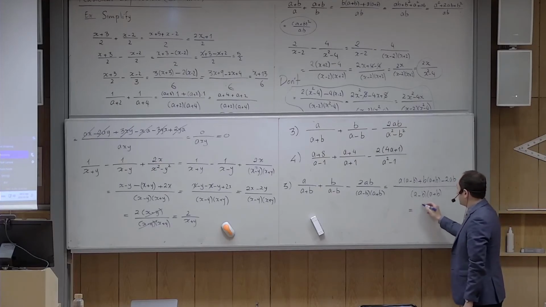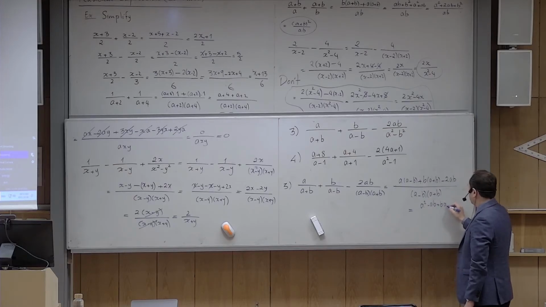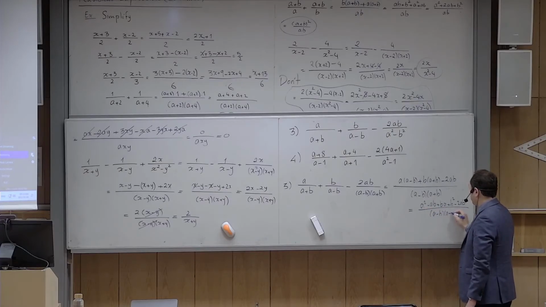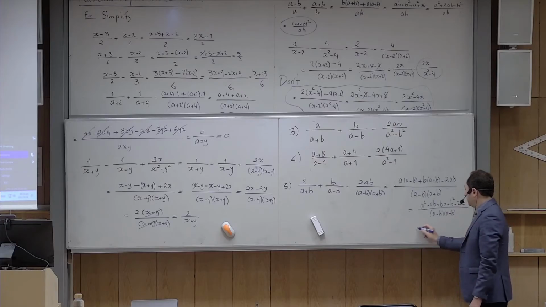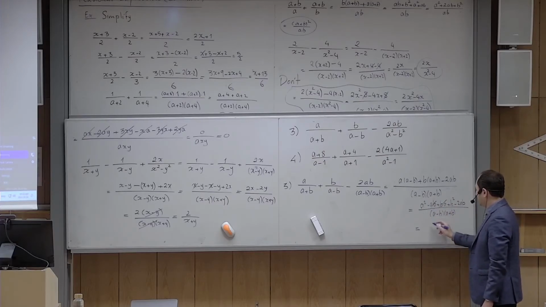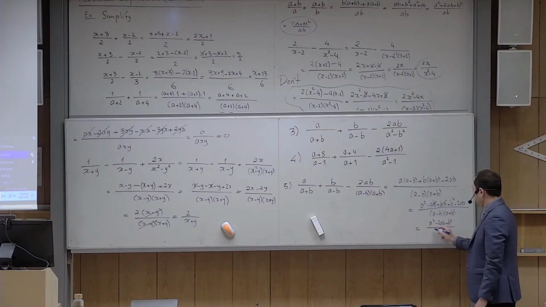And then you expand, so this becomes a squared minus ab plus ba plus b squared minus 2ab, and then divided by a minus b, a plus b. Okay, the numerator can be simplified more, so this one and that one are gone, so this becomes a squared minus 2ab plus b squared, divided by a minus b, a plus b.